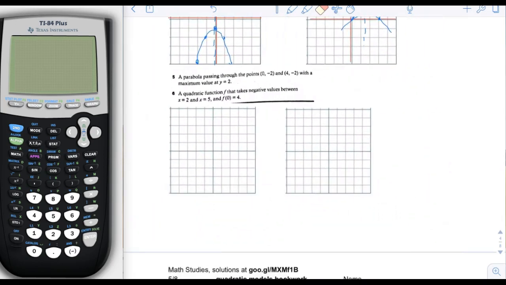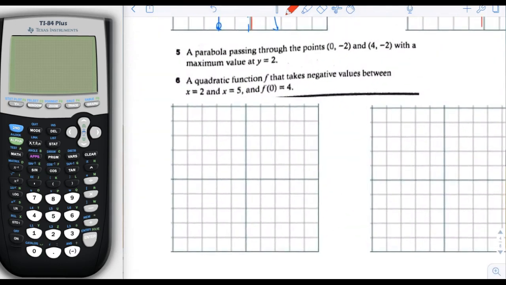All right, last 2 problems here. So, number 5, a parabola passing through points (0, -2) and (4, -2). So (0, -2) would be here. (4, -2) would be here, with a maximum value at y equals 2. Okay, and so actually we know that those 2 points are there too. And then, okay, so the maximum value is y equals 2. We knew that the maximum value is at y equals 2.